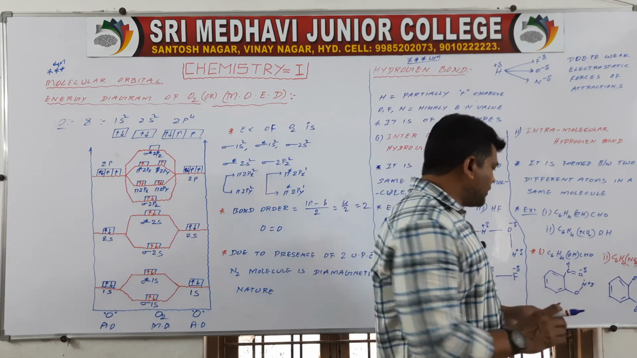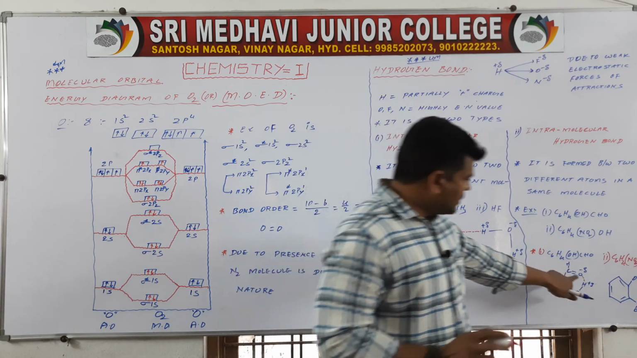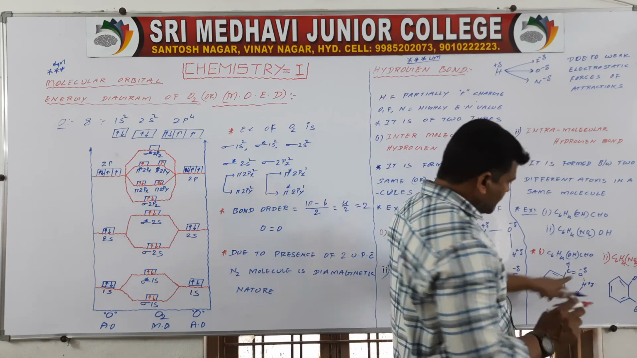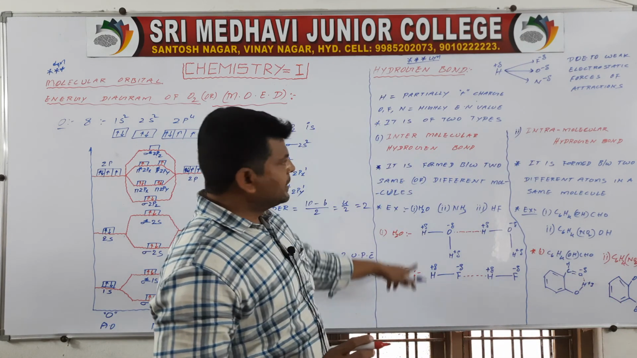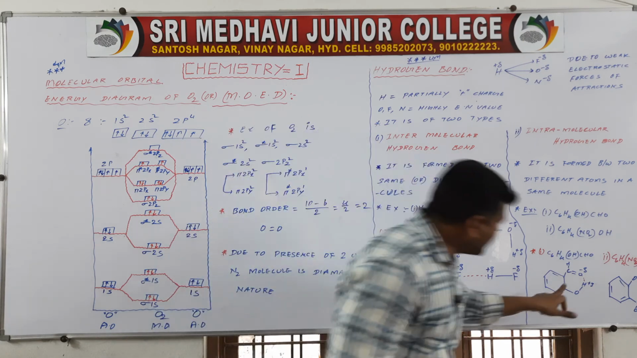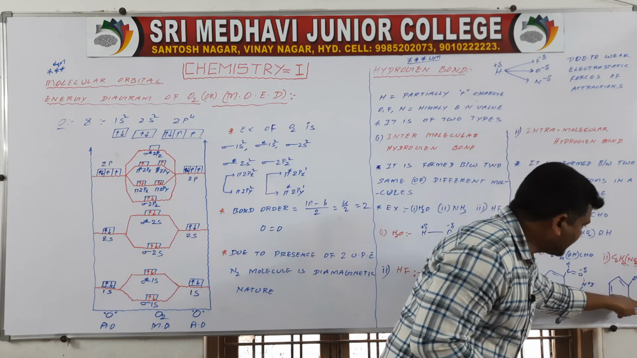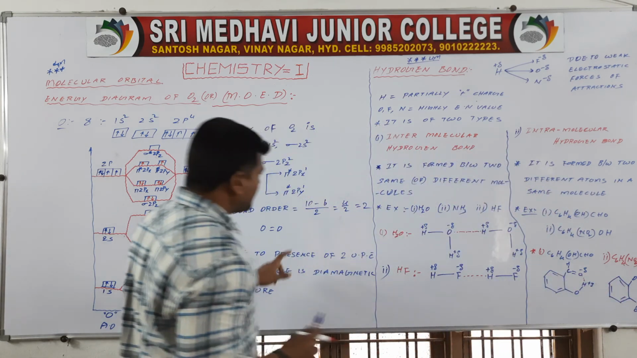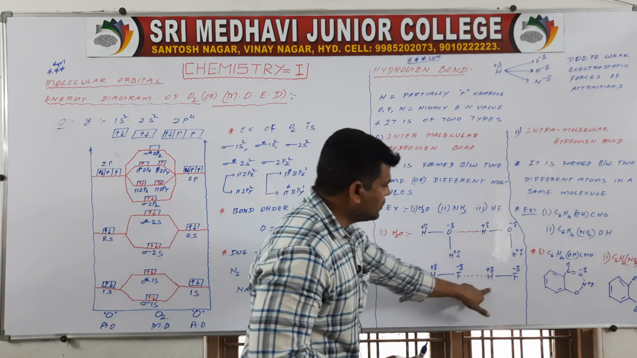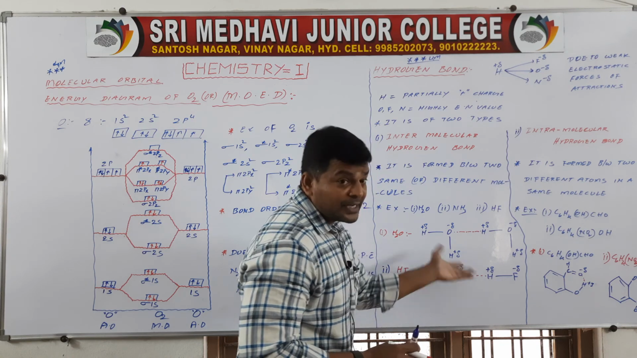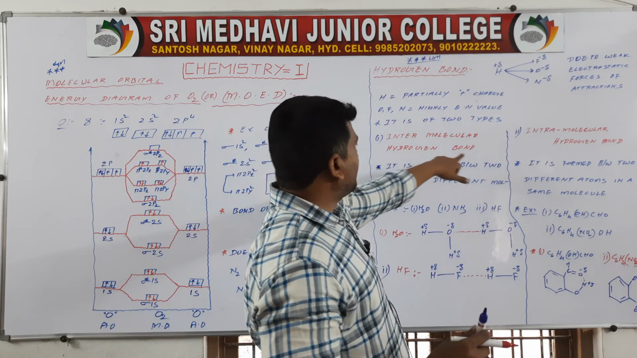So this type of bond is called intramolecular hydrogen bond. Here two different atoms in the same molecule. Here two same or different molecules. So it is an intermolecular hydrogen bond, and that is an intramolecular hydrogen bond.